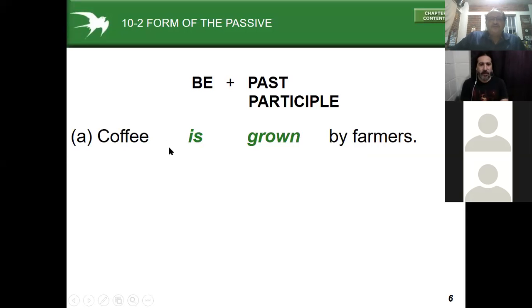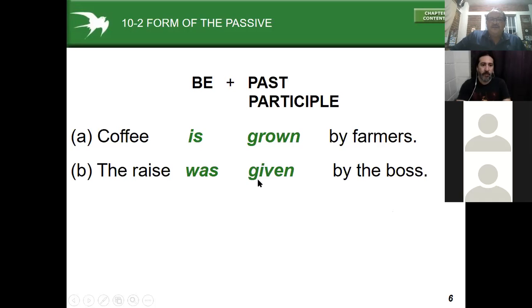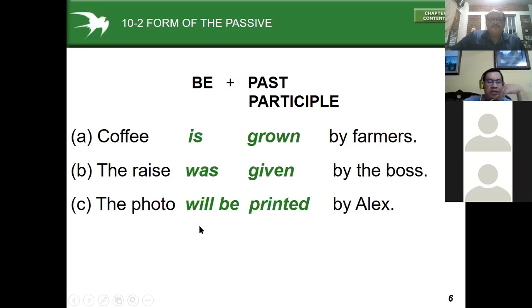Then, coffee is grown by farmers. By farmers. To be plus participle. Okay? To be plus participle. The raise was given by the boss. More money. More money was given by the boss. You see, present, past. Past participle. I'm sorry, what is the meaning of the raise? A raise is when your salary increases. Goes up, right? If your salary now is 1,000, and then tomorrow your salary will be 2,000. A raise. Okay, only Ronnie can have those kind of raises here.